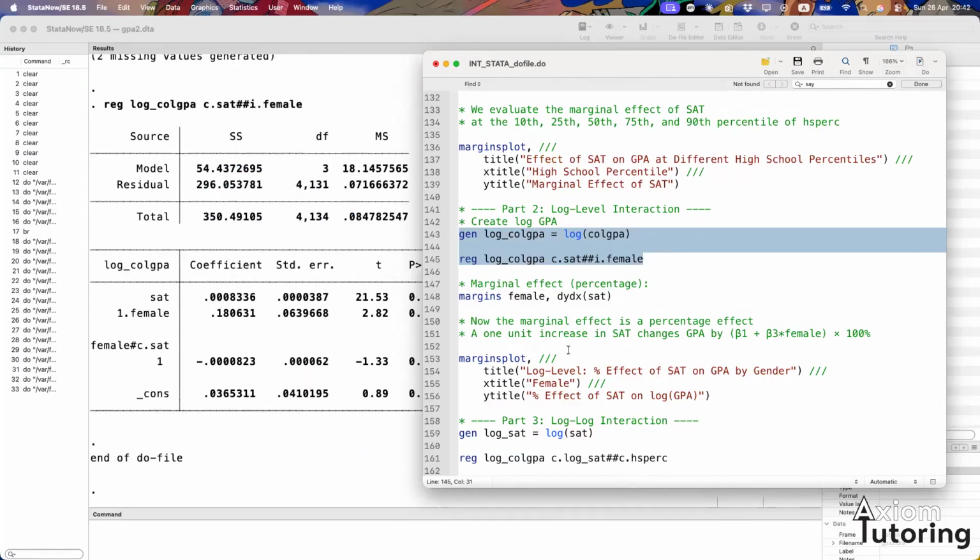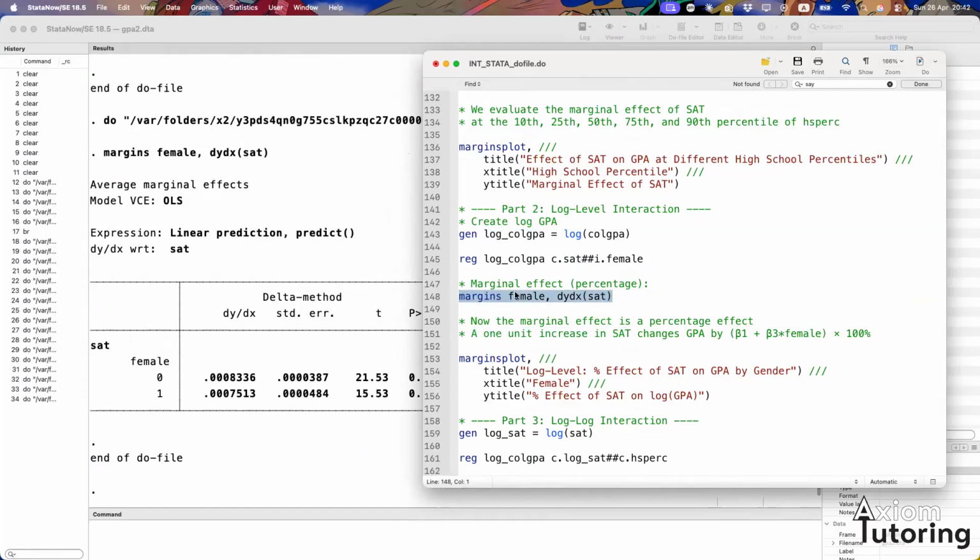Nothing should change. It's just the interpretation now that is going to change because you have a percentage effect, and you should be making that interpretation as a 1 unit increase in SAT changes now the GPA by the beta 1 plus beta 3 female times 1%. And you can see this effect in terms of percentage here by using the margins again. Normally you would need to also multiply this with 100, because keep in mind, it's a percentage.